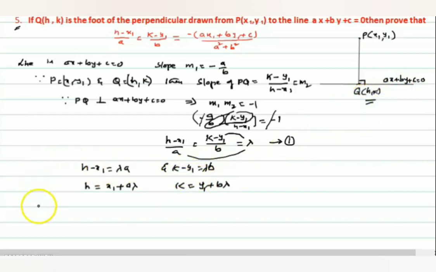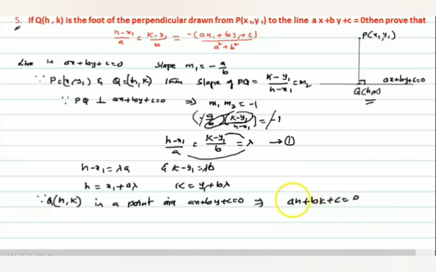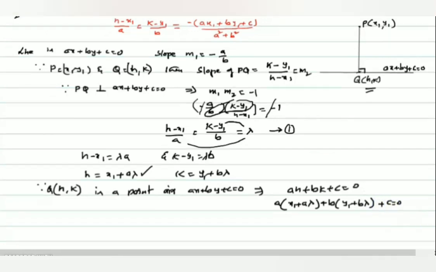So the last work is, since Q(h, k) is a point on ax plus by plus c is equal to 0, substitute h comma k. This becomes ah plus bk plus c is equal to 0. What is h? h from this is x1 plus a lambda. So this becomes a into (x1 plus a lambda) plus b into (y1 plus b lambda), and then plus c is equal to 0.